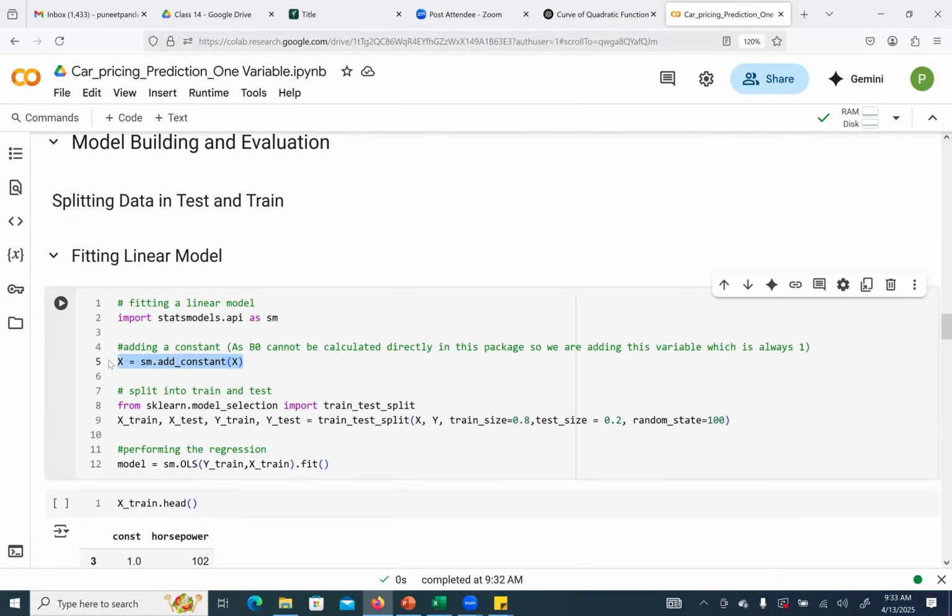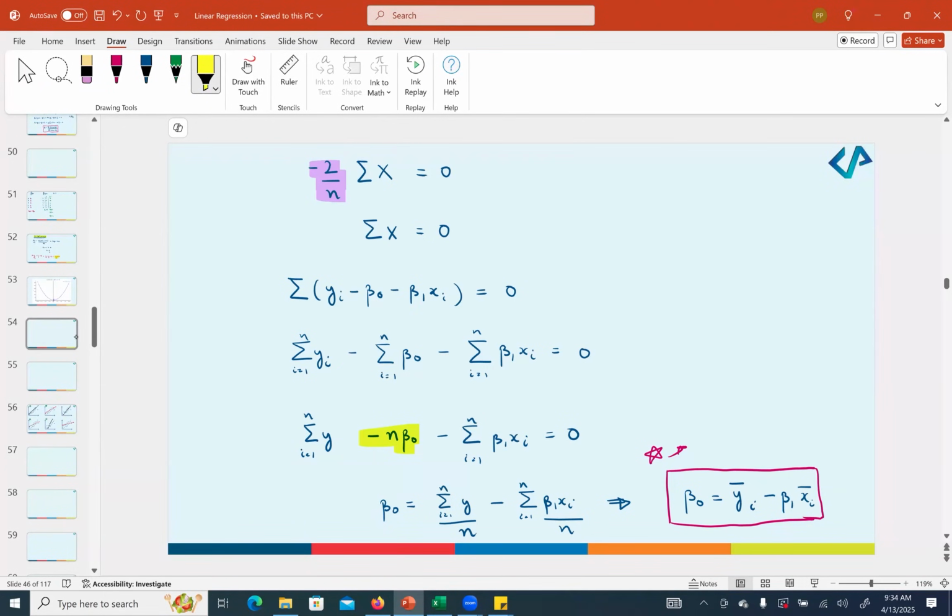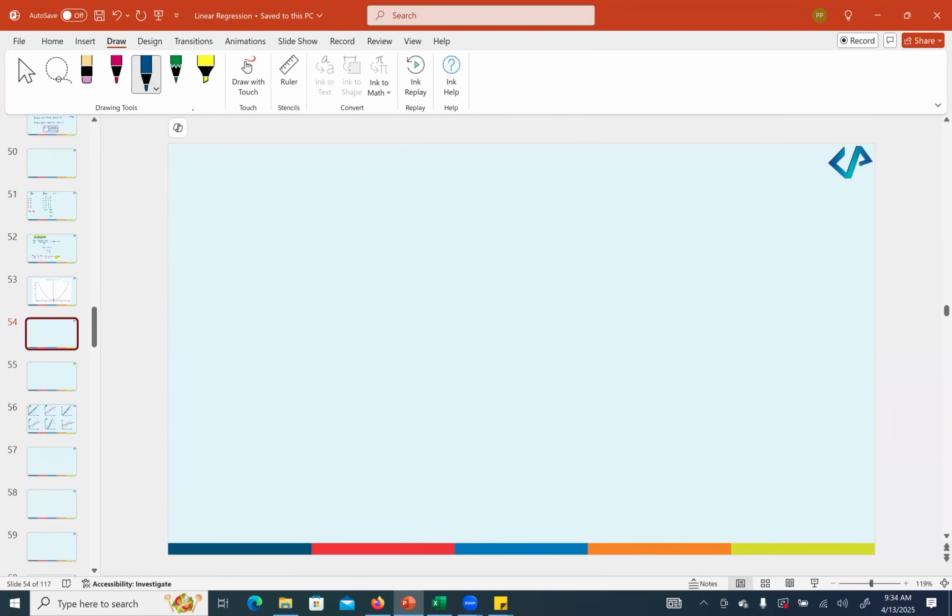In the second part, what I'm doing is I'm adding one constant. Why am I adding a constant? Let me explain. Right now, our equation for simple linear regression is y equal to mx plus c, or beta naught plus beta 1 x1. Now, Python is an open source language.